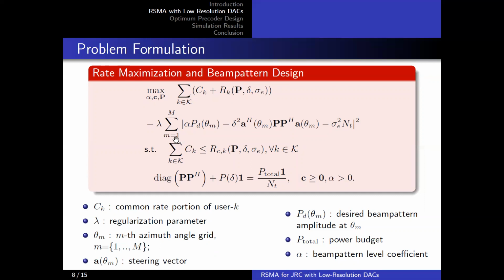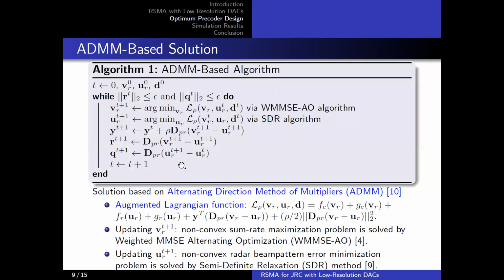The optimization problem we formulate is non-convex due to the non-convex sum rate maximization in the objective function and the quadratic equality in the power constraint. We propose a solution for the problem based on the alternating direction method of multipliers. In accordance with the ADMM approach, we divide the problem into two parts.